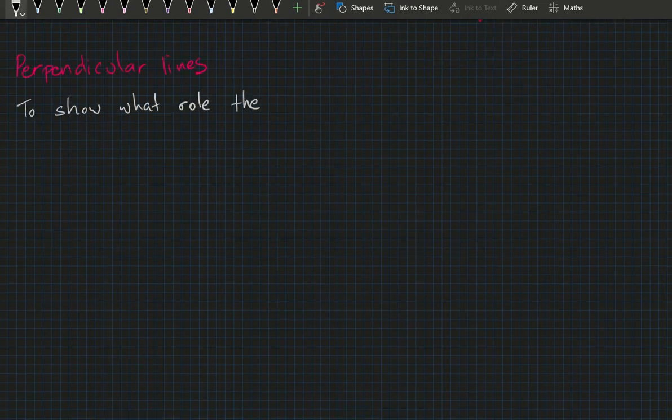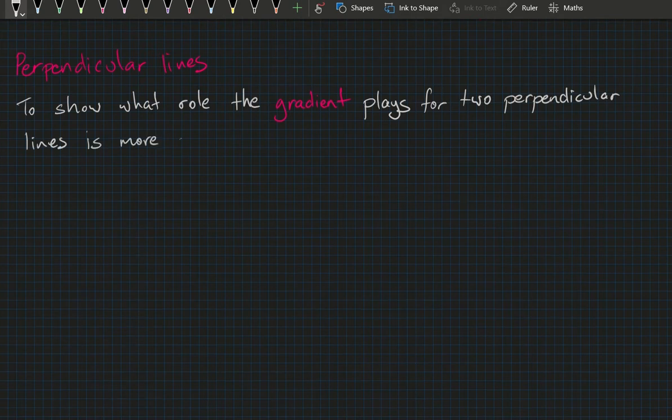Now, showing what role the gradient plays for two perpendicular lines is much more complicated. If you stick around to the end, I will show you exactly why. There's a proof for it. But for those of you who don't want the proof, here are some clues on how the gradients relate in two perpendicular lines.